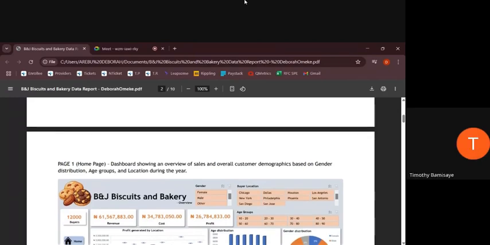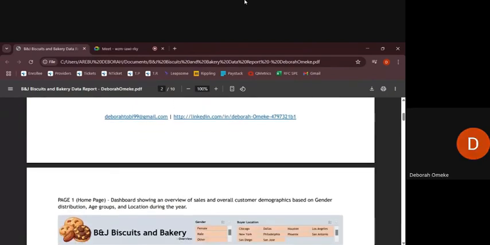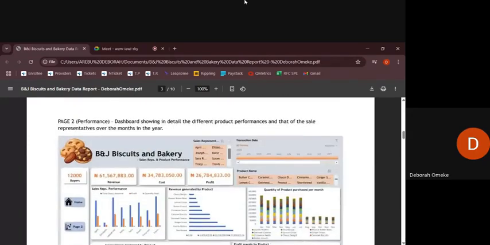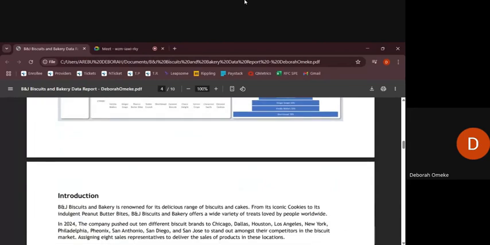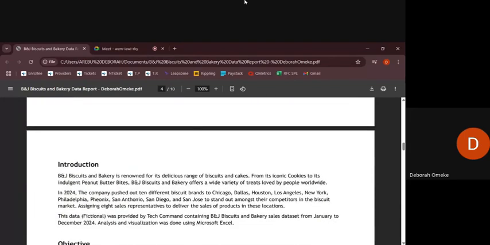Okay. So the company reached out to us with their data set for 2024. It's a biscuits company, they produce brands of biscuits. So they pushed out 10 different biscuit brands to 10 different locations in 2024, and they would like us to see how these 10 products performed and also how they performed in those different locations. They assigned it to 8 different sales representatives to deliver these sales.